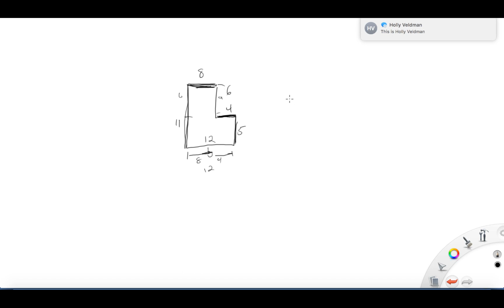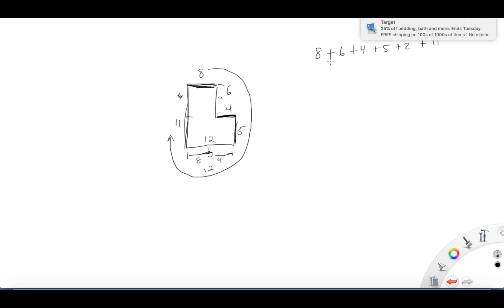Okay. So we are going to add all of these up. We're going to say 8 plus 6 plus 4 plus 5 plus 12 plus 11. So I've gone from here all the way around to the outside, and that's what my answer will be. And we'll come up with 46 feet total. Okay, so it's just about finding all of those outsides, and you should be able to come up with your answer pretty easily.